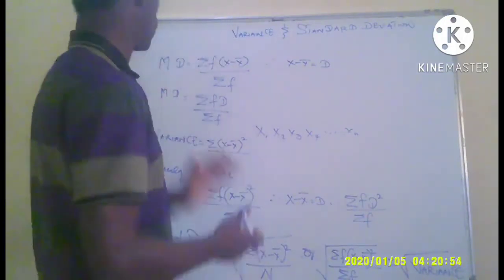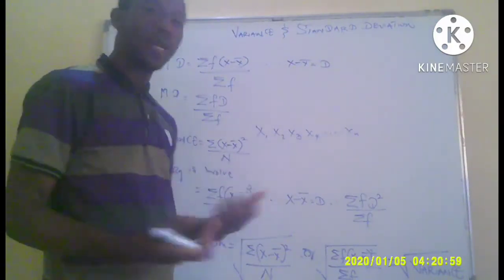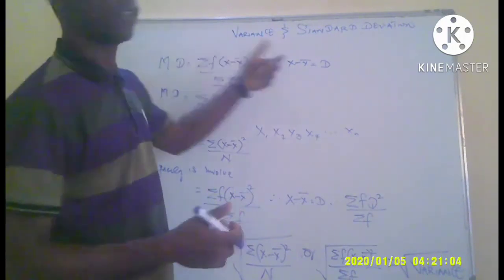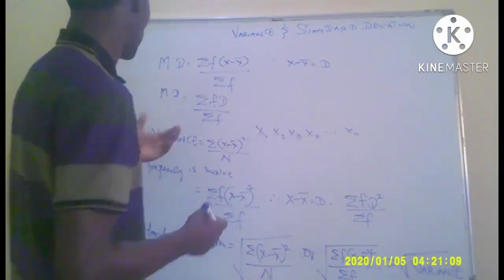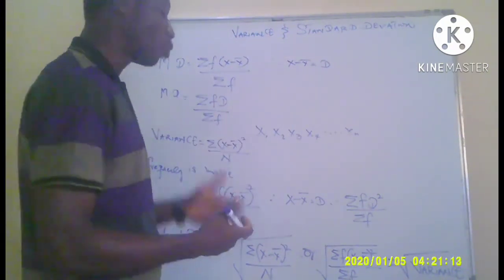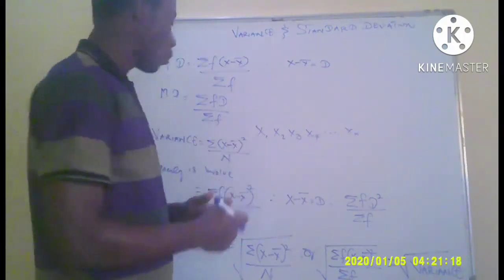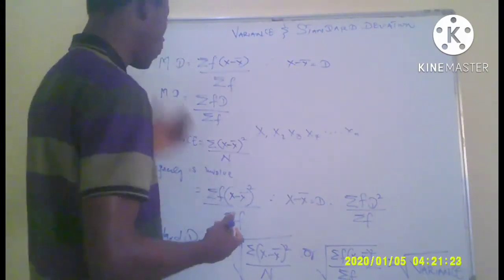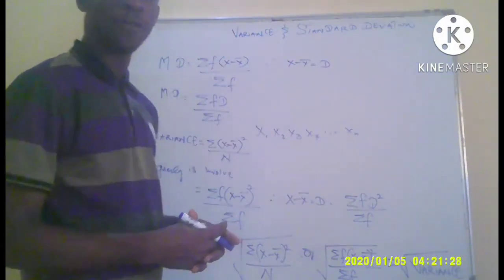So these are just a summary of the formulas for the mean deviation, the variance, and the standard deviation. Mean deviation is the mean of the deviations of the values from the true mean, while variance is the square of the mean deviation, while the standard deviation is the square root of the variance. Just try to understand this concept of the formula.